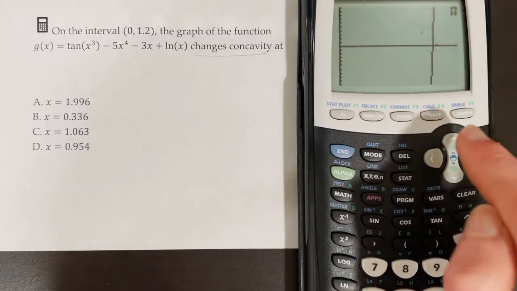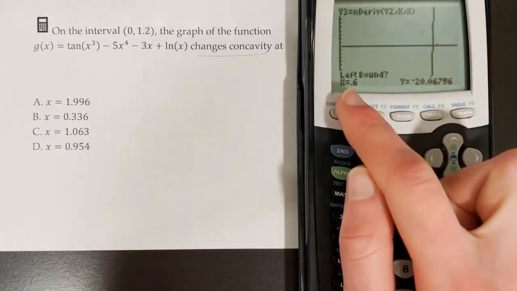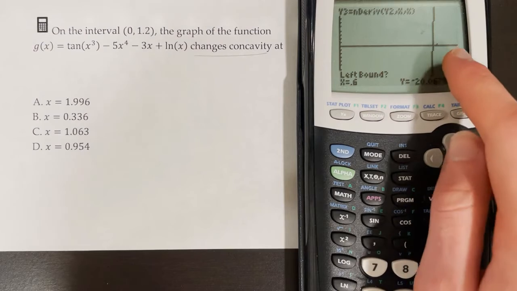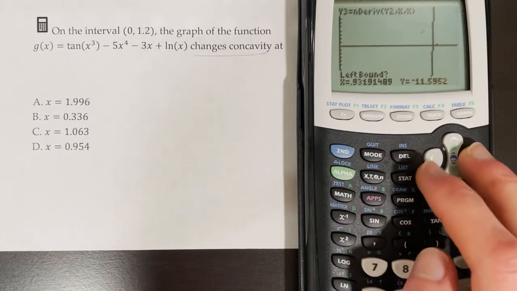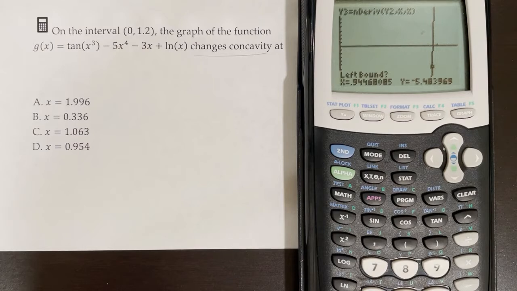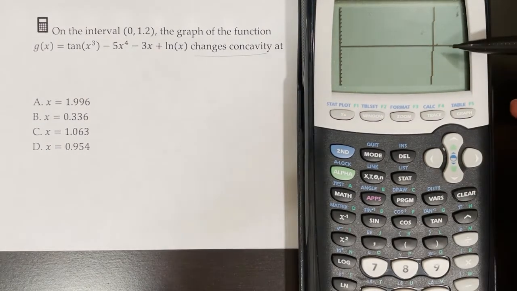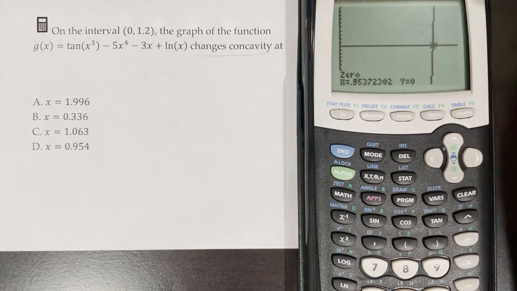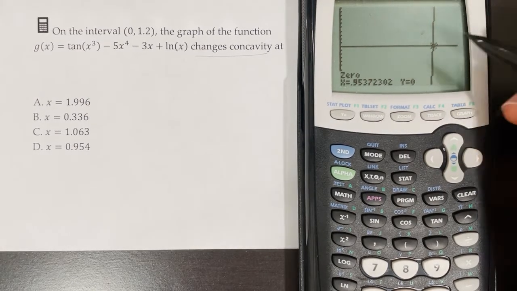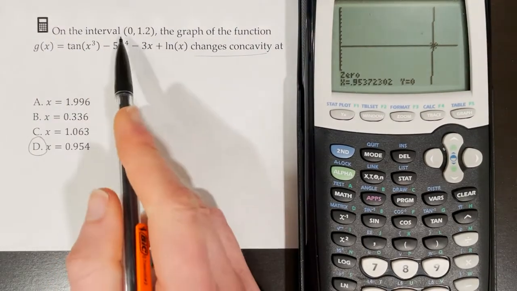So I will hit second trace to get up to calc, and then I want it to calculate the zero. And then I will scoot the left bound, I will scoot the little cursor to the left of this zero. Right now it's to the left, hit enter, and then scoot it to the right, hit enter one more time, and then it will give you the value of the zero. It says the value of the zero is 0.9537, or 0.954 if you round. So this is where the original function g changes concavity on this specific interval.